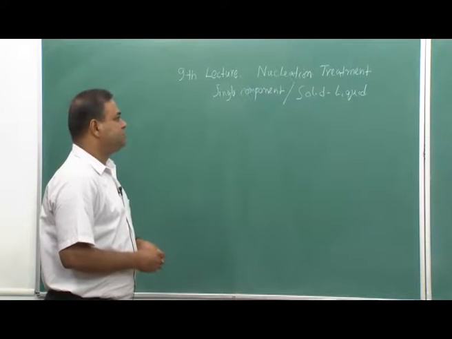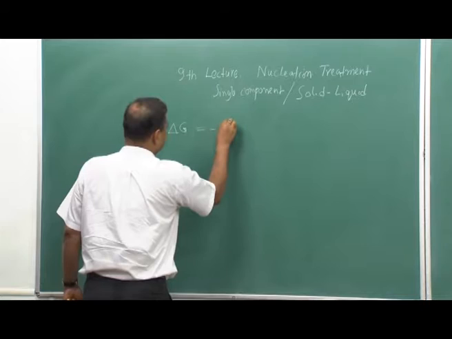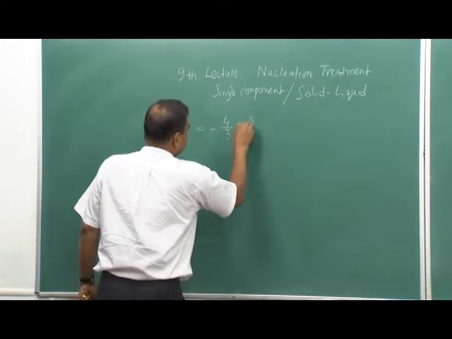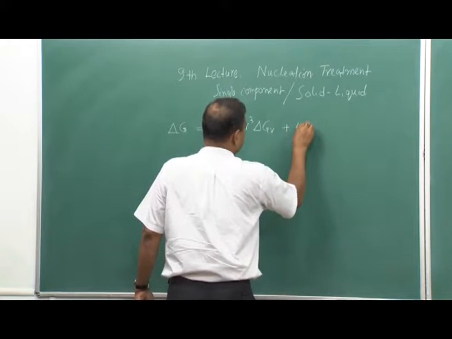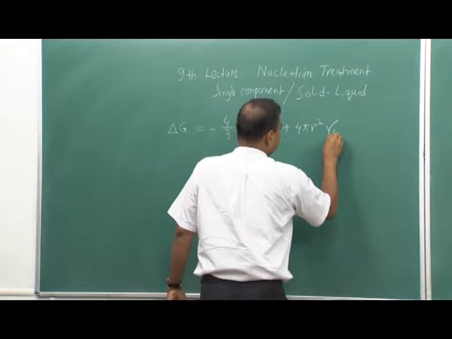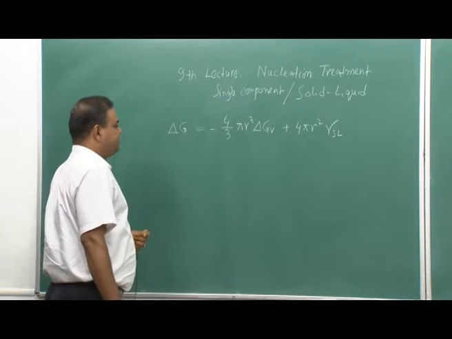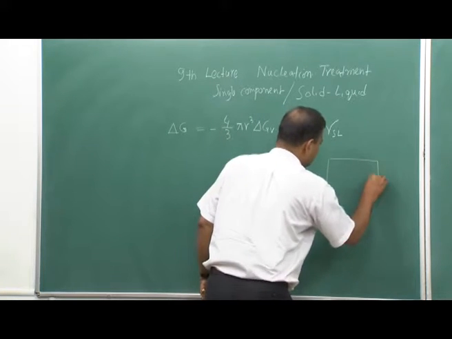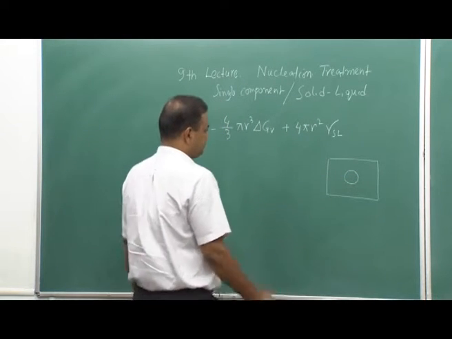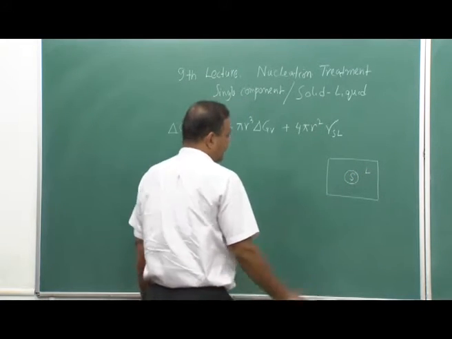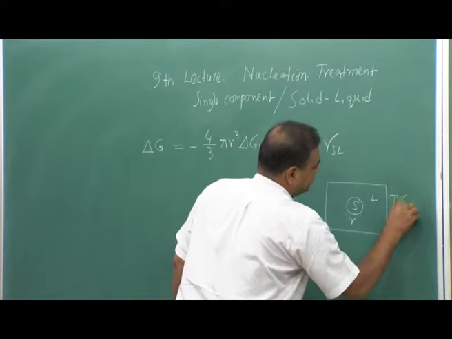Now, in the last lecture we came across this equation, which is del G equal to minus 4 by 3 pi r cubed del G V plus 4 pi r squared gamma S L. Now, this particular equation we came across considering that in a closed volume I have a spherical solid forming inside the liquid. So, this is solid, this is liquid, and this is of radius r, and this is at temperature T less than Tm.